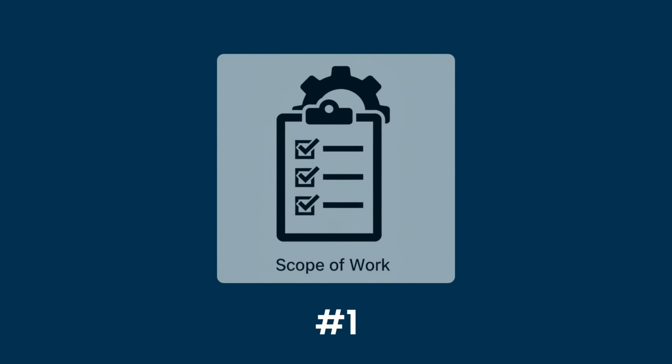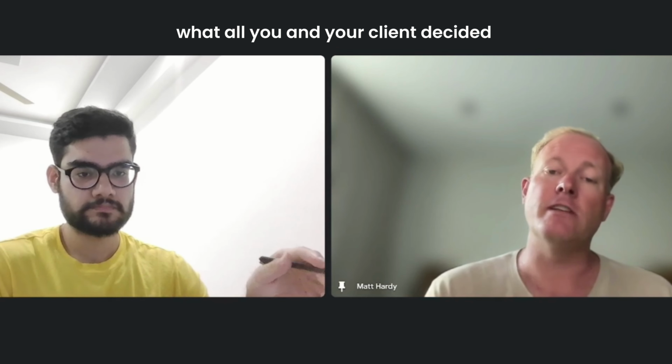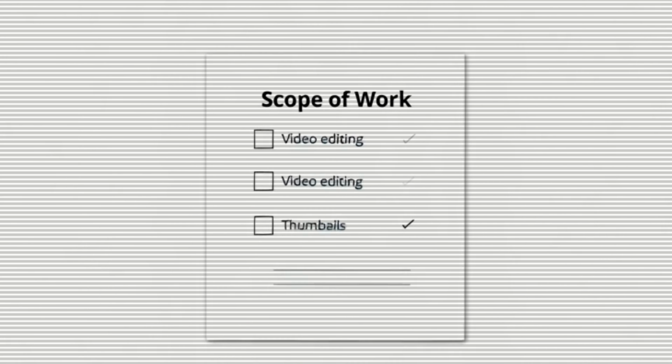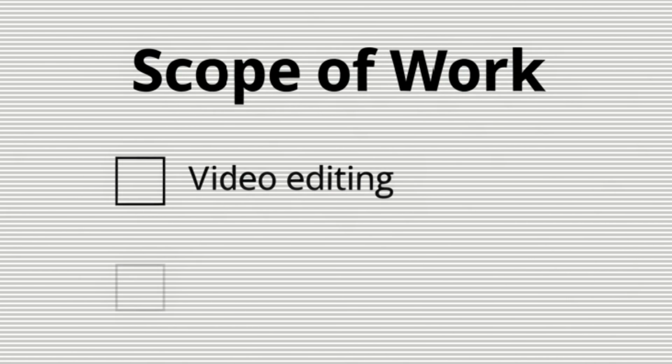So the first element is scope of work. Now what this means is exactly what you and your client decided when you got on the call, that you will be doing and the client asked you to do. It literally includes everything that you are going to do for your client. That is just scope of work.